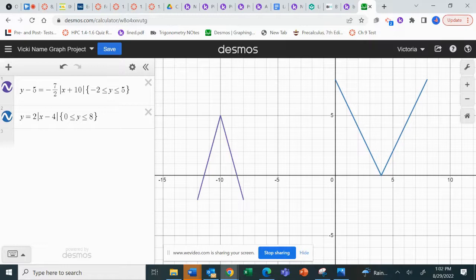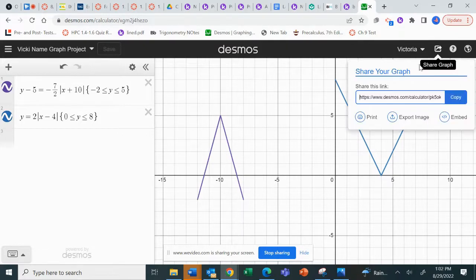All right, when you're completely done, you have to submit it to me. If you have not hit save and you submit it to me, you're only submitting the part up till when you saved last. So you better hit save before you submit it to me. To submit it, you're going to go up, see this little arrow with the box around it? You're going to go there, and you're going to copy the link.